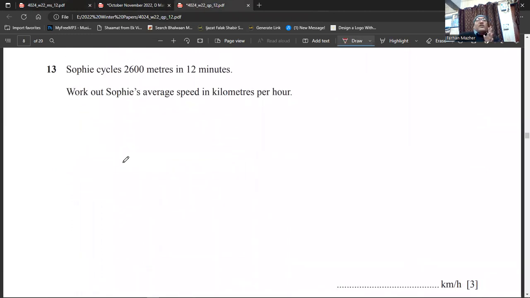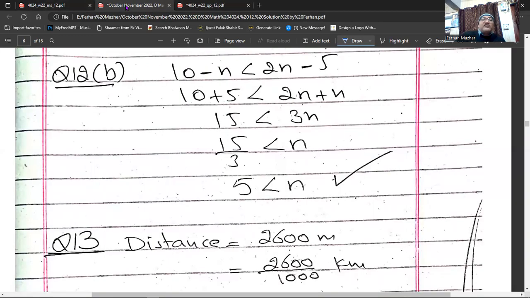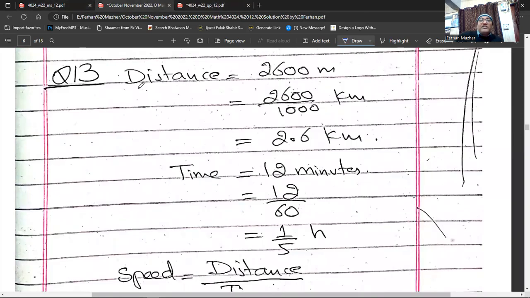Sophie cycles 2600 meters in 12 minutes, right? Work out Sophie's average speed in kilometer per hour. Okay, so the speed is distance divided by time, but we want the speed in kilometers per hour. So take the distance in kilometers and the time in hours. Because the distance is 2600 meters, so how do you convert meters into kilometers? You divide by 1000. Because in 1 kilometer there are 1000 meters. So 2600 divided by 1000 and you will get 2.6 kilometer.